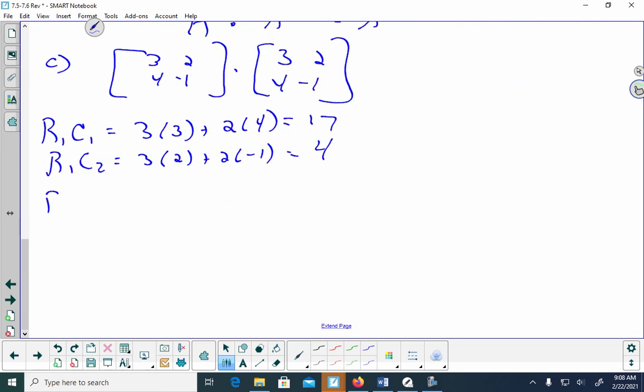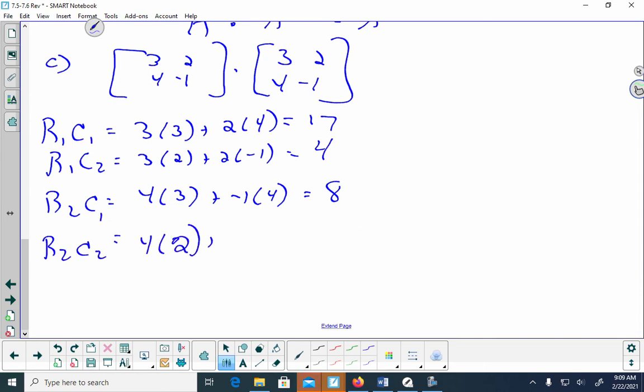Row 2, column 1 will be 3 times... No, row 2, Mrs. Ward, row 2. 4 times 3 plus negative 1 times 4, so that's 12 minus 4, which is 8. And then the last one, row 2, column 2. This is going to be 4 times 2 plus negative 1 times negative 1, so that's 8 plus 1, which is 9. So my A squared is 17, 4, 8, and 9.